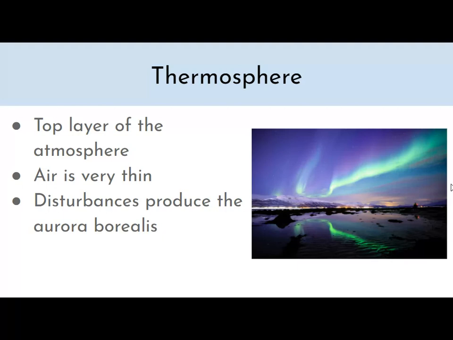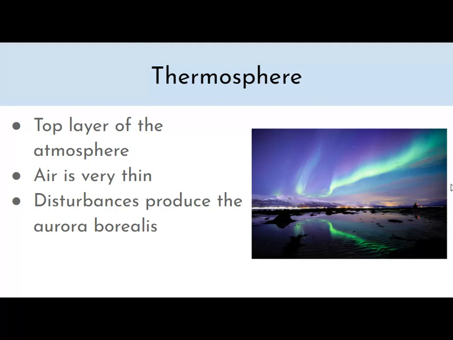And we got one more, and that is the thermosphere. The thermosphere is the top layer of the atmosphere, and up here the air is very, very thin. So thin, in fact, that any disturbance to that layer is what creates the northern lights, or the aurora borealis. It is interactions between gases and lights way up there that we see these. So that is the thermosphere.